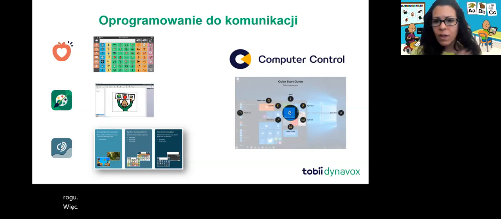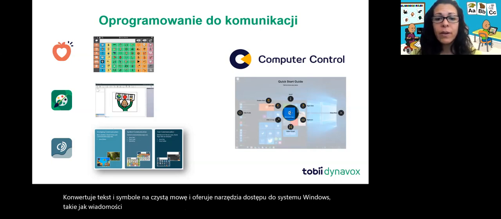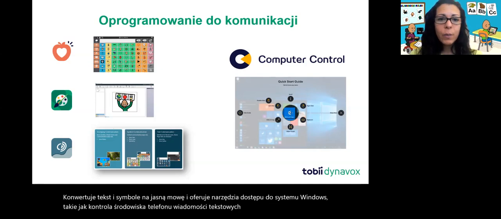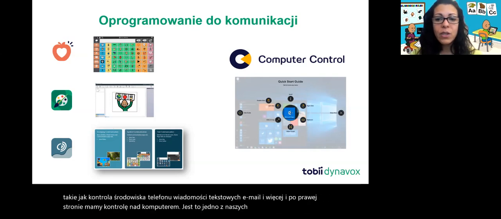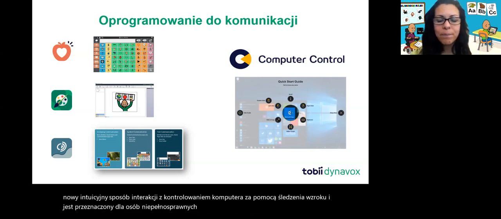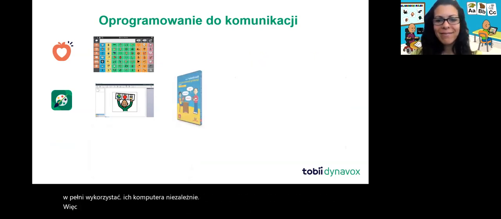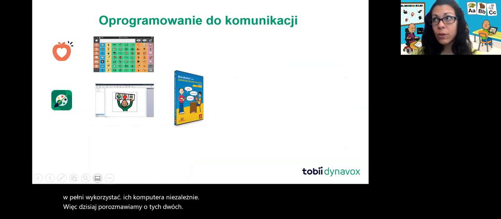It converts text and symbols into clear speech and offers tools for Windows access, such as email, text messaging, telephone, environmental control, and more. And on the right-hand side, we have computer control. It's one of our newer software, and it is a new intuitive way of interacting with and controlling your computer via eye tracking. And it's designed for individuals with physical disabilities and communication challenges who want to make full use of their computer independently. So today, we're going to talk about these two, but mainly Snap Core First.